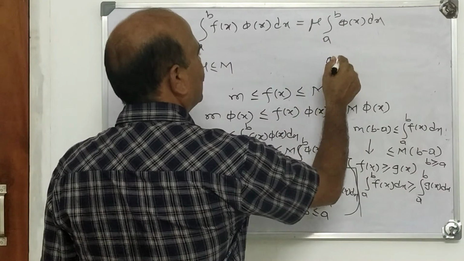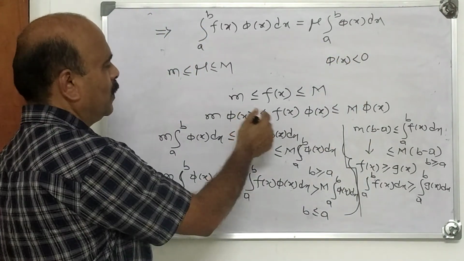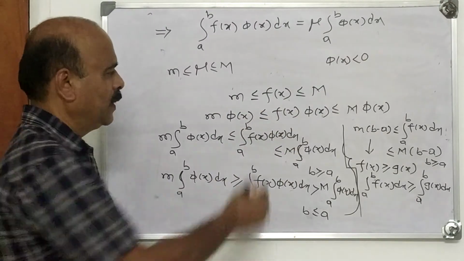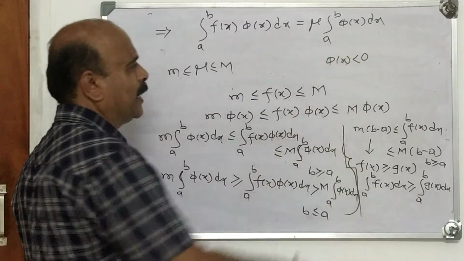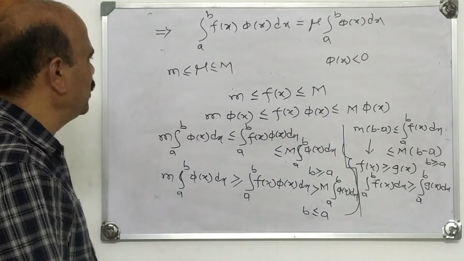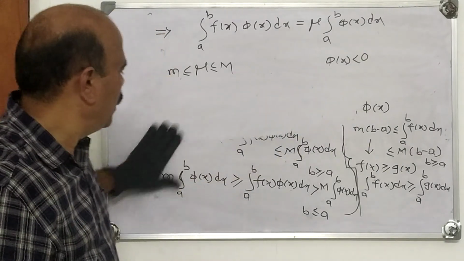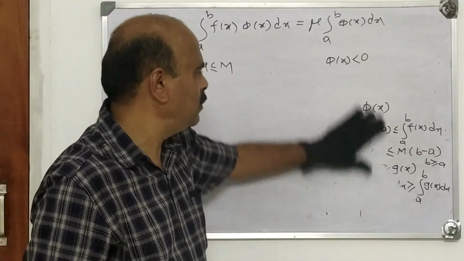Suppose φ(x) is less than 0. Here you will get the less than or equal to sign, but the proof is exactly the same. Therefore, when φ(x) is less than 0, the proof is exactly the same. So we have proved two theorems now.